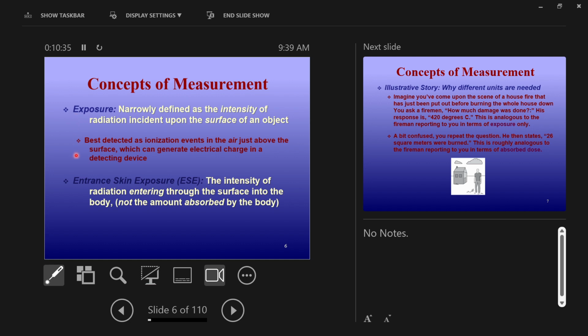Now the way this is measured is by detecting ionization events in the air above the object, okay? There's air above all of the objects, above and around all objects, right? At least in our atmosphere here.